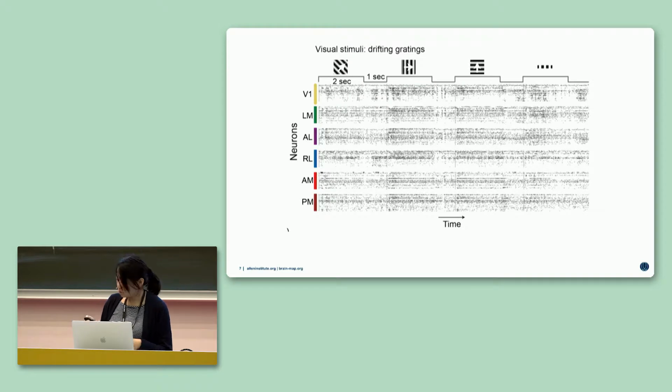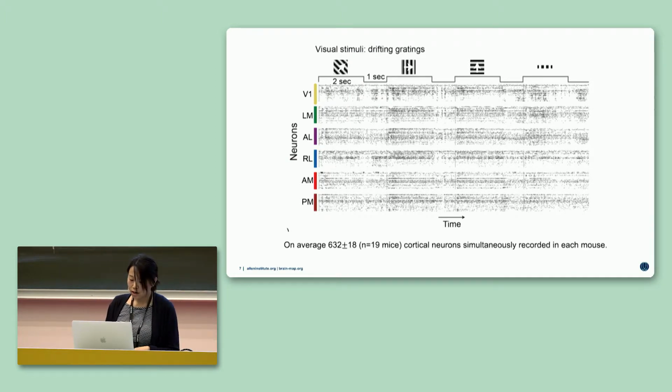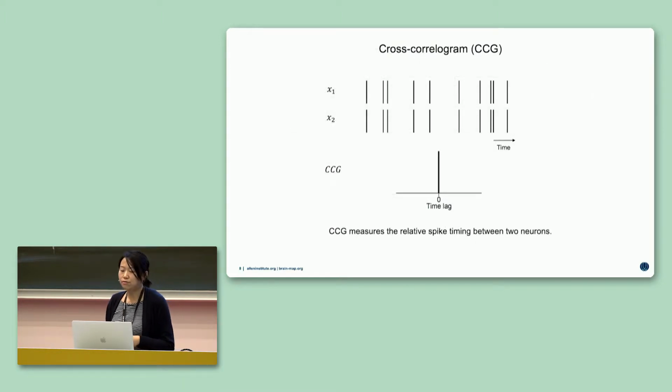Here is a raster plot showing the spiking activity from simultaneously recorded units from the 6 visual areas. On average, we can get more than 600 cortical units in each mouse. We quantified the functional interaction between each pair of neurons using cross-correlation, by computing a cross-correlogram based on their spike trains. Basically, the cross-correlogram, or CCG, measures the probability of one neuron generating a spike at different time lags relative to each spike in the reference spike train.